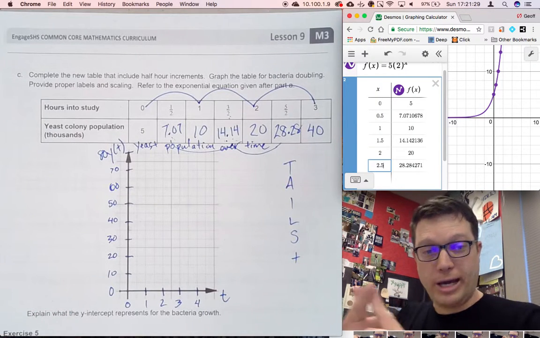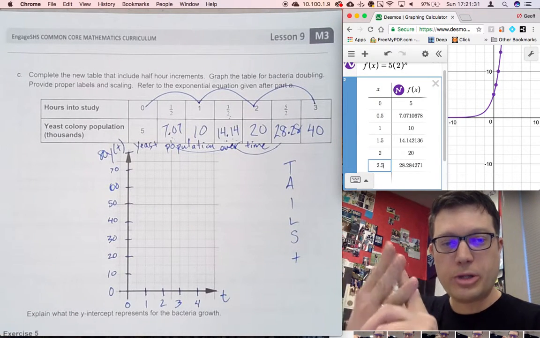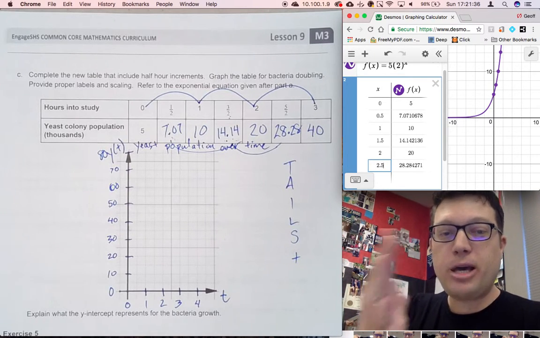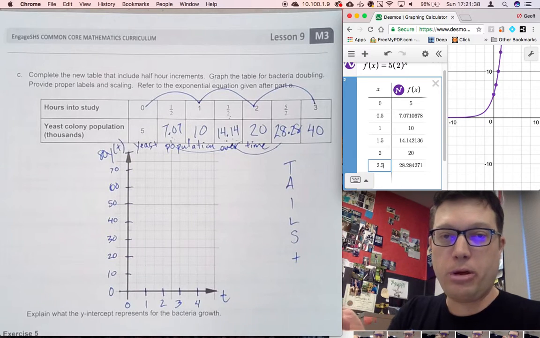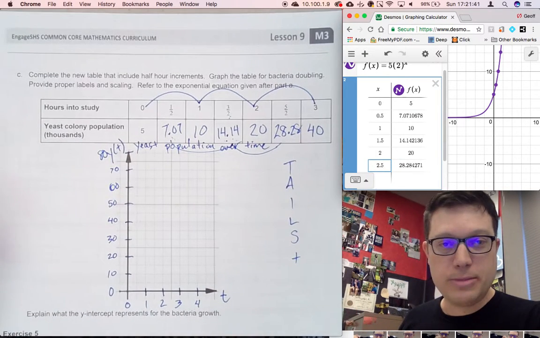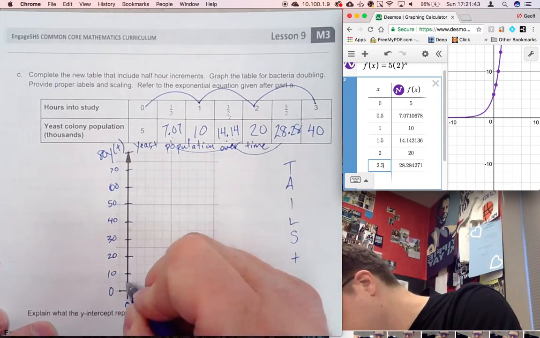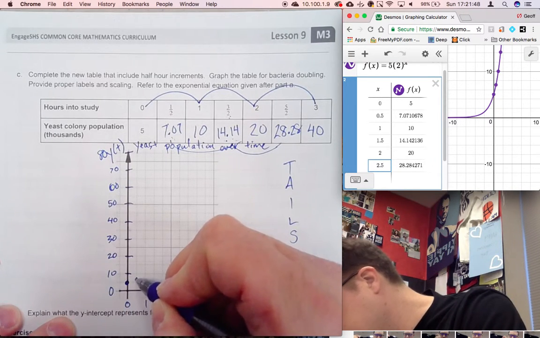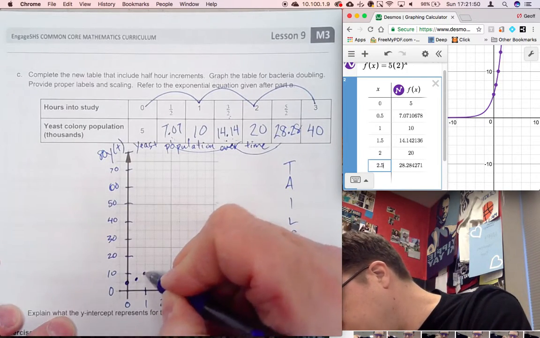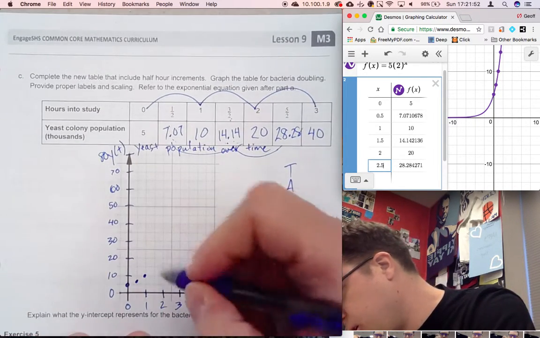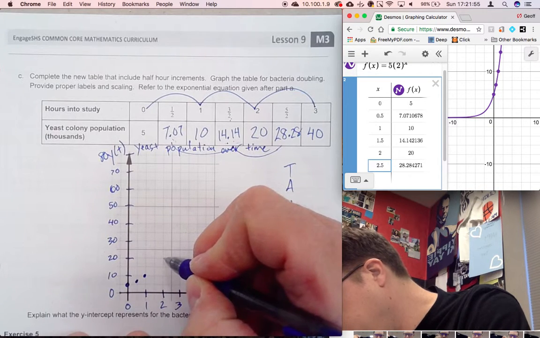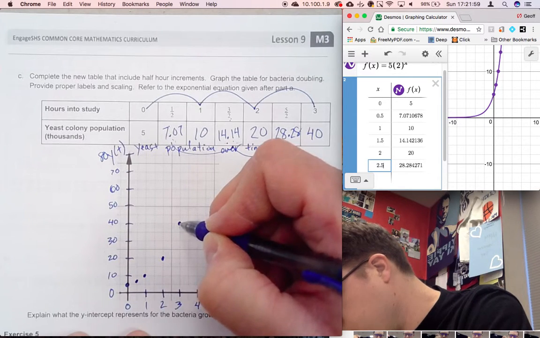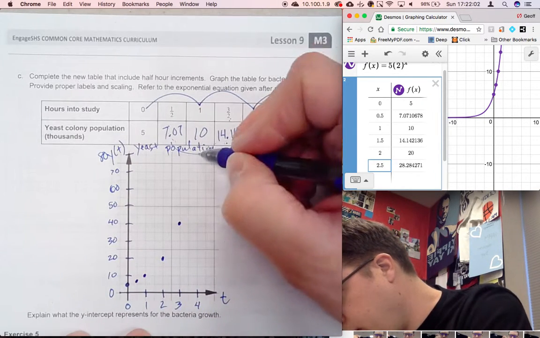Okay, so title. Our axes are labeled. Our interval is chosen. We have scaled accurately. And because of the way that we scaled it, our graph should go through the middle 50%. So now it's time to plot it. 0, 5 here. A half is 7.071. 1 is 10. I'm going to do the integers first. 2 is 20. 3 is 40. Okay, and 4 is 80.